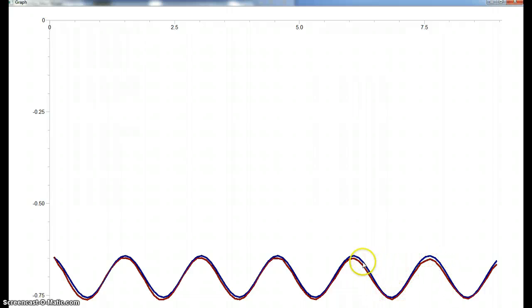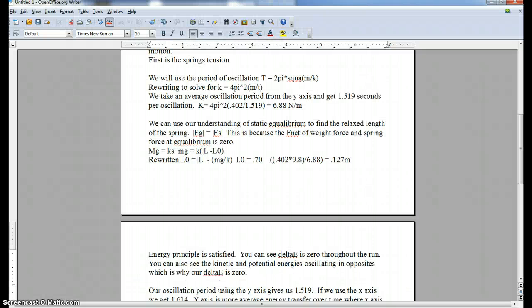Part of the issue with maybe not being perfectly accurate with this is that maybe we're getting some air drag that's affecting the system more than we thought, or it's possible that during the oscillation the mass strikes the wall that it's hanging off of and uses drag force to slow itself down a bit. So, as we can see, the energy principle is satisfied. We did get a delta E that was 0 or next to 0, because again, the kinetic energies and potential energies were oscillating.